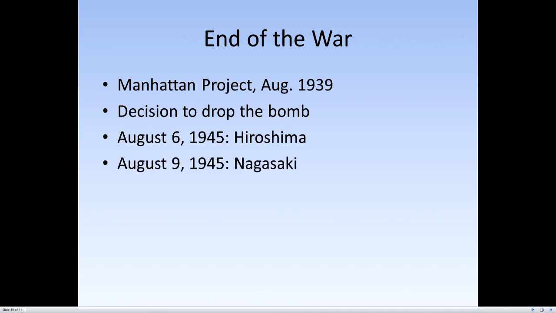Then on August 9th, 1945, on August 8th, we had warned them again, we're going to drop another bomb if you guys don't surrender. They didn't surrender, so we drop a bomb on Nagasaki, and that's going to kill a few less people than Hiroshima, just because it's a smaller city, but still killed a ton of people. And so that obviously happened.